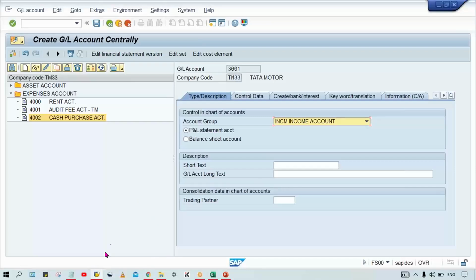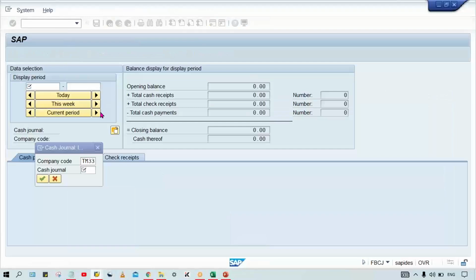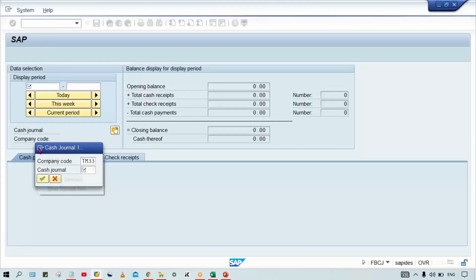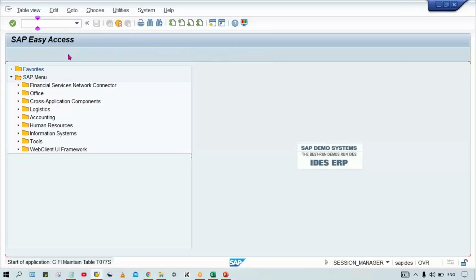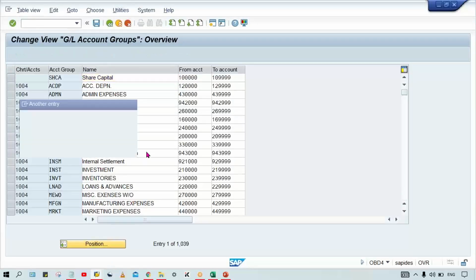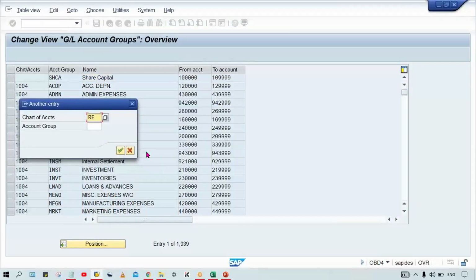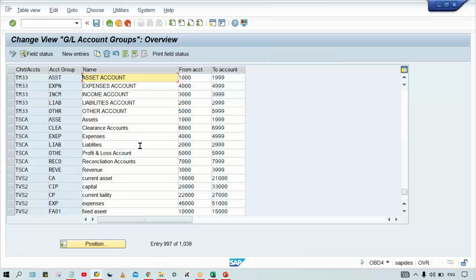INCM. Why is it like this? Somebody has changed the account group. I don't use INCM. Let me check the account group. It is set as expense, income account. Instead of income we can give revenue account also. Anyway, no issues. I think I might have copied it from someone.